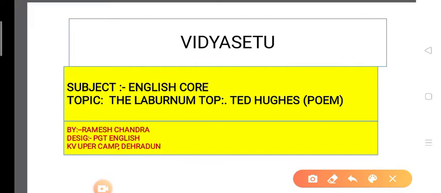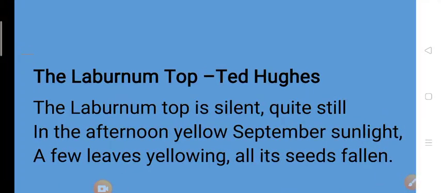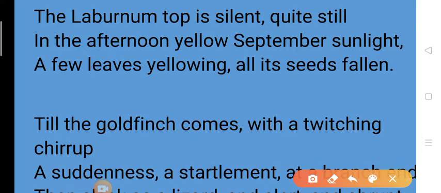About the poem, The Laburnum Top is a beautiful poem in which the poet has used the laburnum tree and goldfinch as a symbol of life. The poet describes how the visit of the goldfinch changes the laburnum tree. The tree comes into life with the arrival of the goldfinch, and once the goldfinch leaves, the tree becomes quiet and still again.